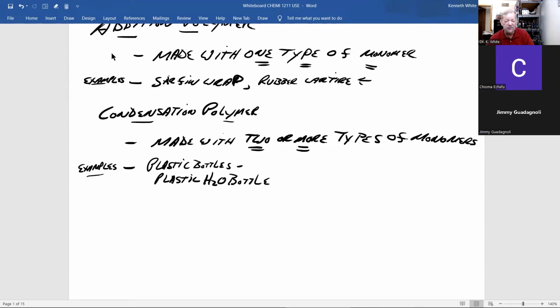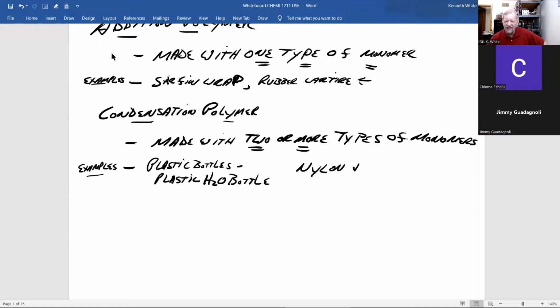And if you go to the supermarket and buy bottles of pop, that's the stuff that's non-alcoholic, carbonated. I'm from the Chicagoland area, and we call that pop, not soda. That's also a condensation polymer. Now, another one is nylon.